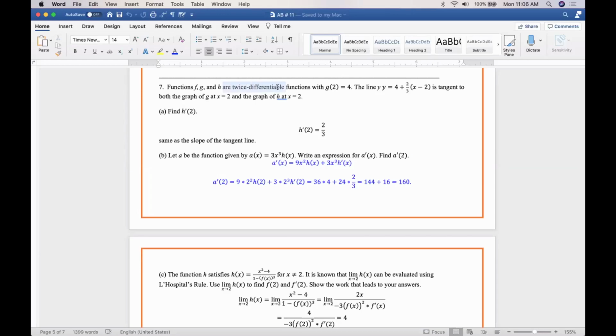The word twice differentiable means you can find two derivatives, one after the other, which means all three functions, f, g, and h, are continuous functions. That's what it means, right? Differentiable functions with g of 2 equal to 4. They give me 1 point on the function g. The line y equals 4 plus 2/3 (x minus 2) is tangent to both the graph of g at 2 and the graph of h at the same 2.